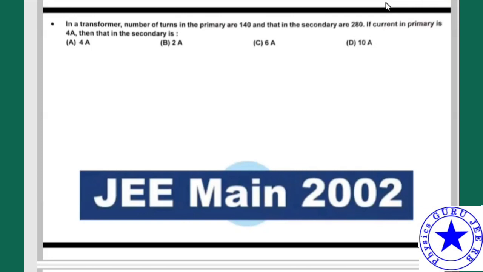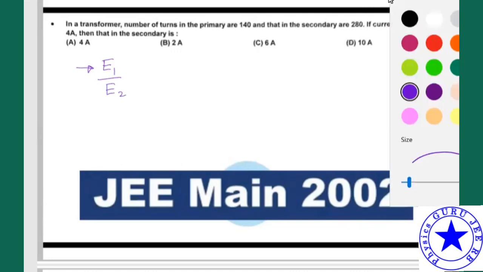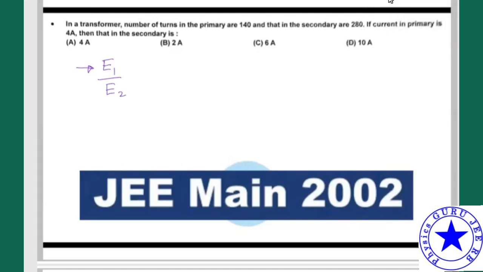In a transformer, the number of turns in the primary is 140 and in the secondary is 280. If the current in the primary is 4 amps, then what is the current in the secondary? So this is the question given. By the transformer equation, we have E1 divided by E2 equal to N1 divided by N2, where N1 and N2 are the number of turns. Hope it is clear now.